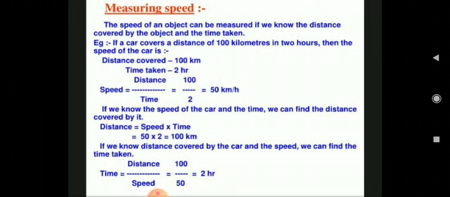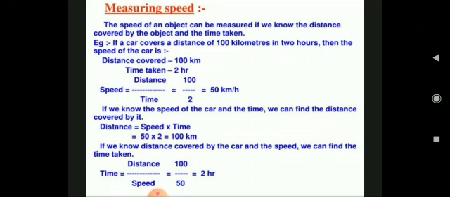The speed of an object can be measured if we know the distance covered by the object and the time taken. See students, speed is the distance covered by an object in a unit time, right? Now it is the rate at which distance is covered with time and is always measured in terms of a unit of distance divided by a unit of time.